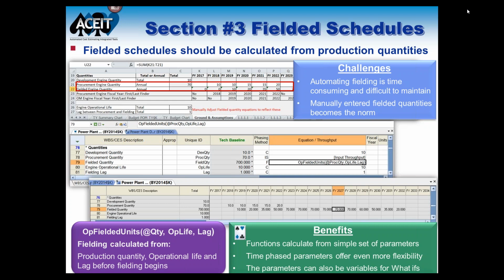Okay, in ACE, we have a function for that. It's the op fielded units function. It takes three parameters: the buy quantity, the op life, and the lag. What it does is it calculates out for you that ramp up and ramp down of the buy quantity across all the operational units. And so if you change any one of those parameters when you're doing what-if drills, the model will automatically recalculate that for you. Huge benefit for what-if drills.